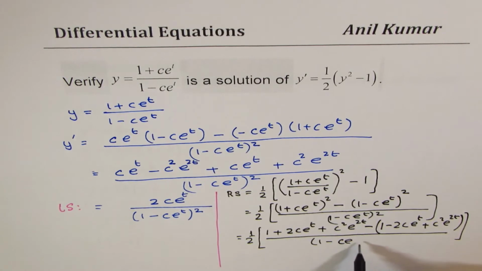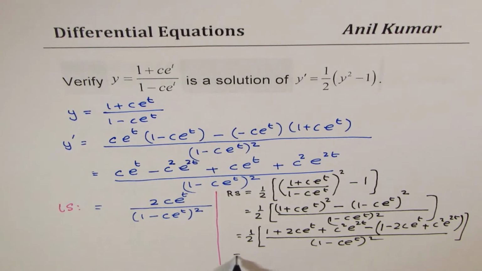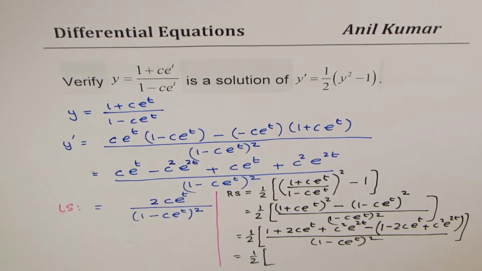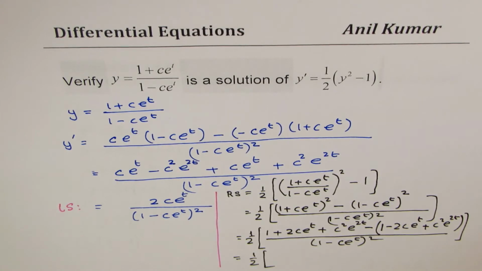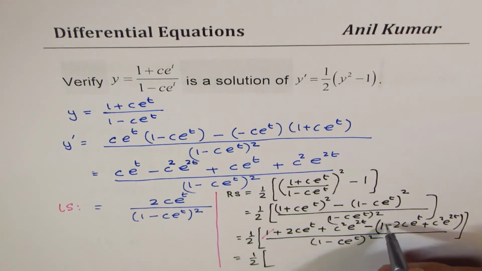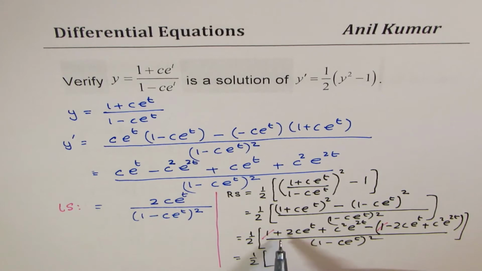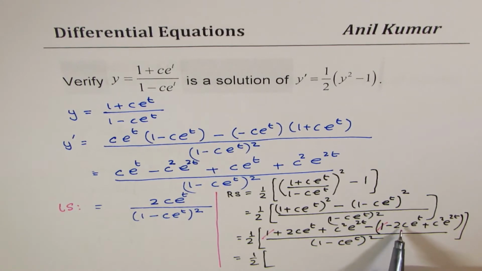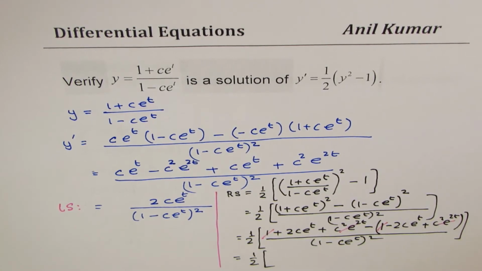Over 1 minus c e to the power of t whole square. Now clearly in the numerator, you can see that some terms will cancel out. So let's see which ones cancel out. 1 and minus 1 cancel out. This is plus and this is minus. Minus minus becomes plus, so that gets added. The third term cancels out.